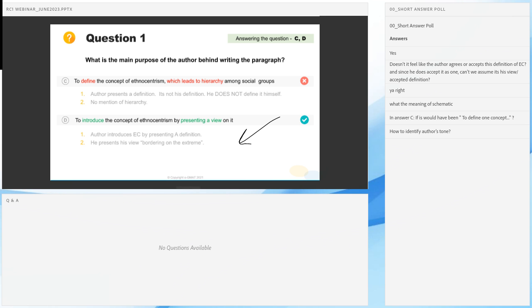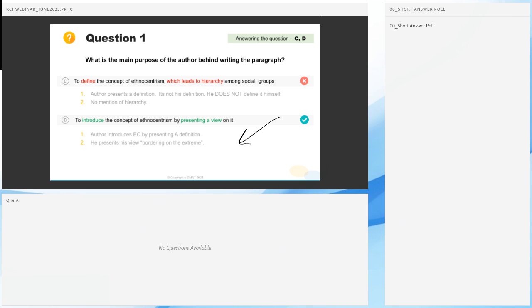Let's look at this piece over here. Doesn't it feel like the author agrees? So Shubhat, that should answer your question as well. The author agrees or accepts this definition of EC. Does it feel like that when the author says bordering on the extreme? Does it feel like the author accepts that definition when he starts the passage bordering on the extreme, one definition of EC?